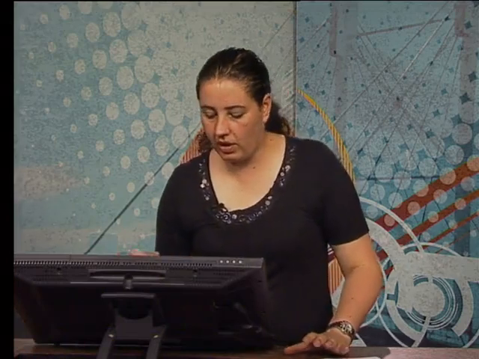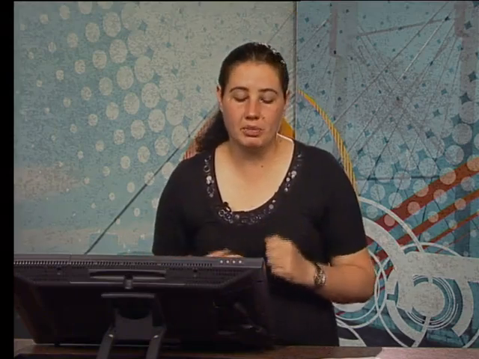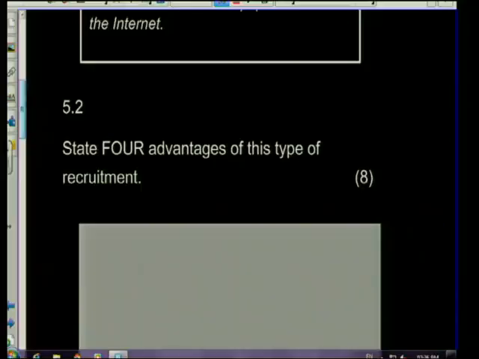And just to follow on quickly, remember internal and external. I'm aware of the fact that there are rules regarding internal and external recruitment, but this question specifically asked you what type of recruitment is being used. So let's look at the next question, question 5.2. It asks us, state 4 advantages of this type of recruitment.